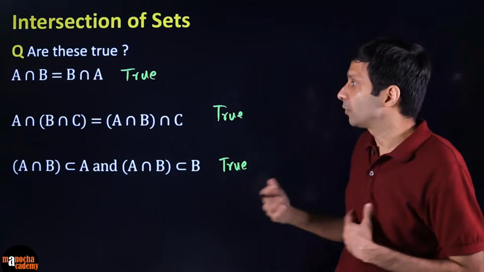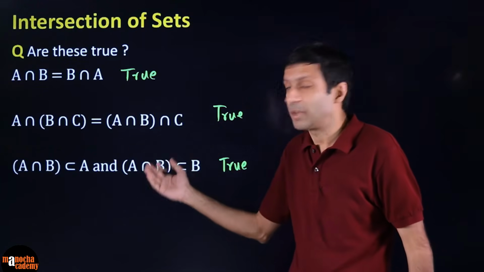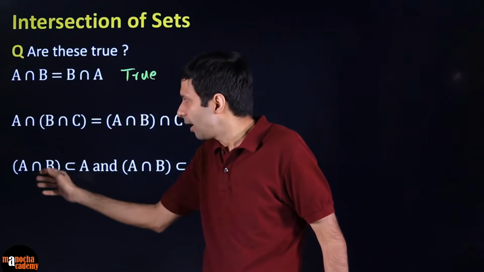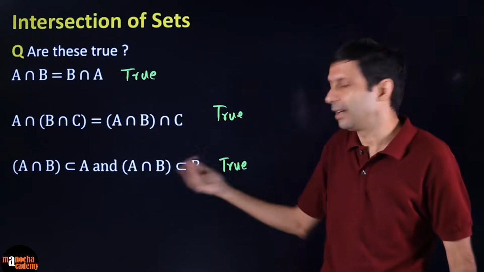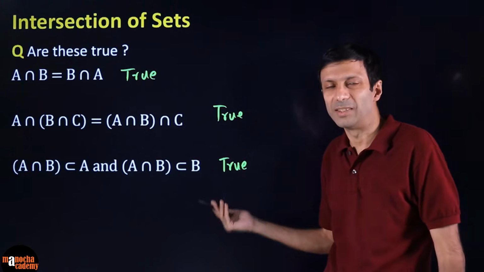Now, of course, if one of the sets is null, then there's a special case here. Again, you can see that A intersection B will be null. Null is a subset of A, and null is also considered a subset of B.